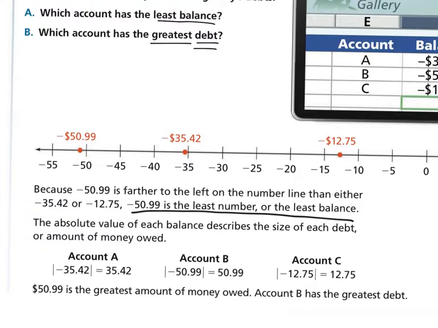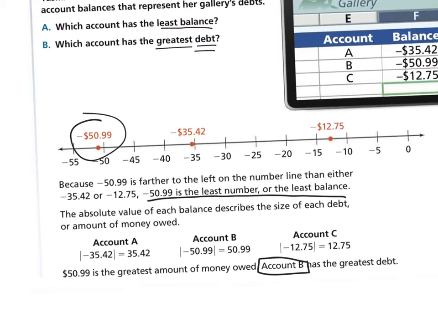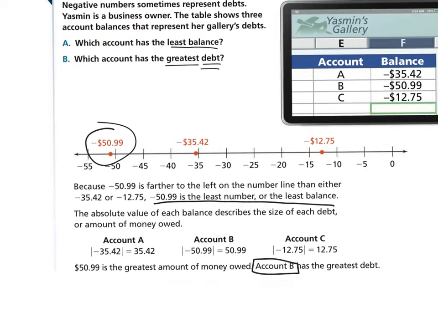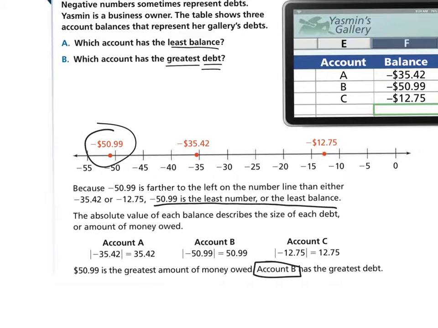The greatest debt is owing the most money, which would also be account B. So account B and account B, if you looked at the problems, if you didn't look at it close enough, you might have missed that one. But the least balance, the greatest debt, is actually the same as our least balance for that problem.